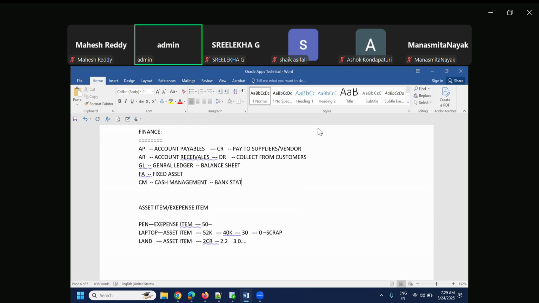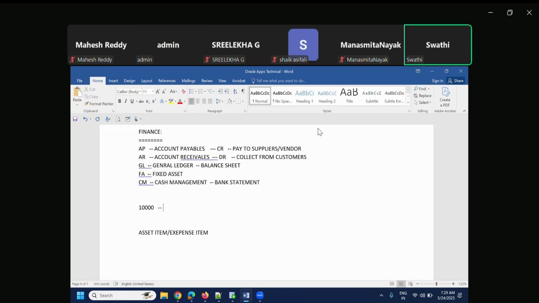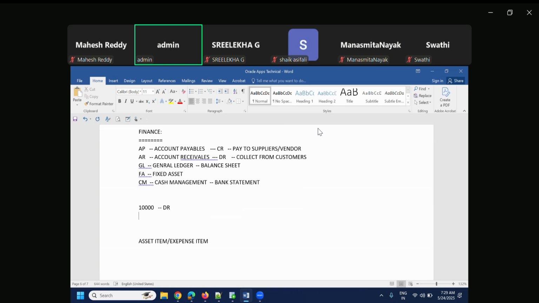like a bank statement. Example: your father deposited 10,000 rupees in your bank account. Is it a debit or credit? Tell me from your perspective. Forget about the bank. In your perspective, it is a debit. Out of that, you used 7,000 for the PG. Then it's a credit. Then you used 2,000 for some other expenses. It's called a credit.